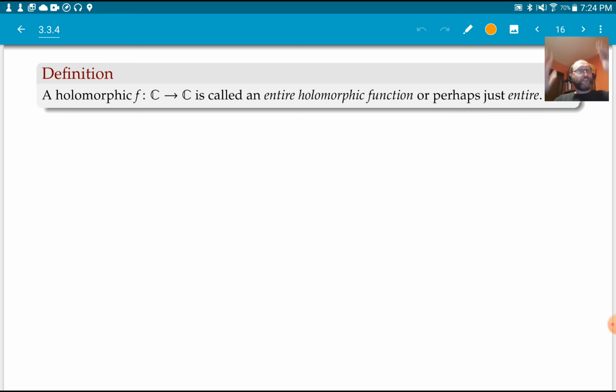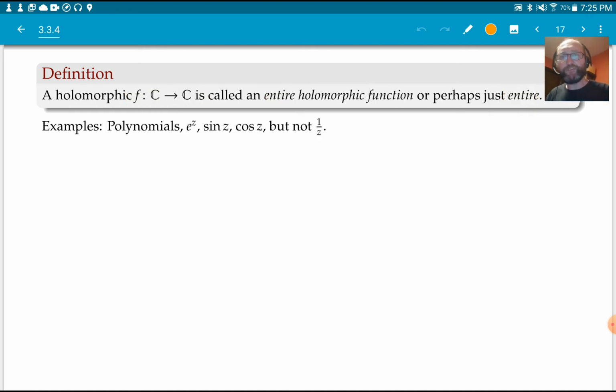All right. So let's look at this application that I'm promising. Just to repeat, an entire holomorphic function is, whatever, more explicitly, but we're just going to call them entire. Whenever I say entire, it's just going to be a holomorphic function defined on all of C. Examples: polynomials in z, the exponential, sine, cosine, but not 1 over z, because that's not defined at the origin. So that's not an entire function.